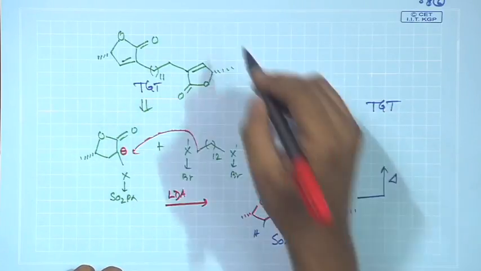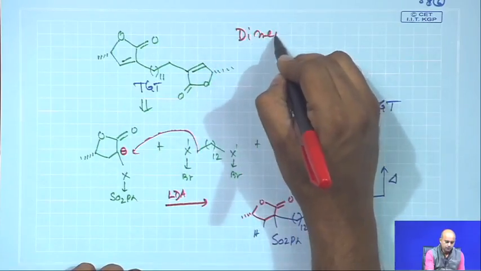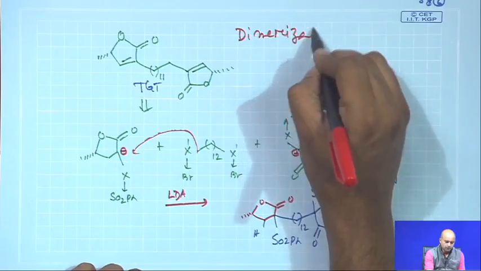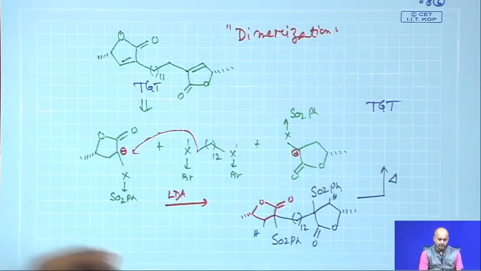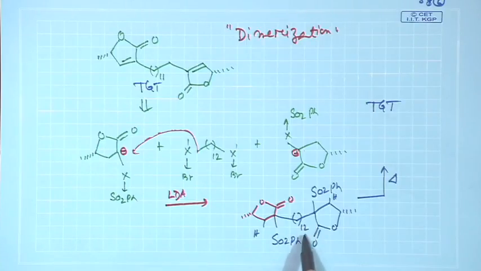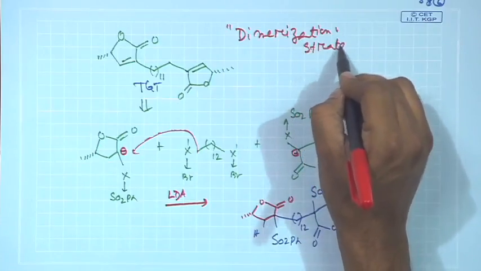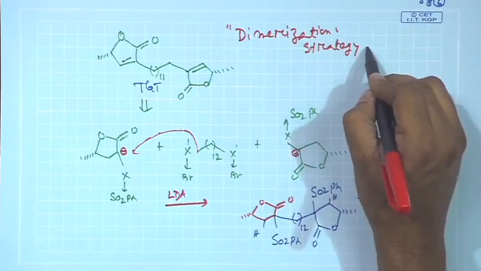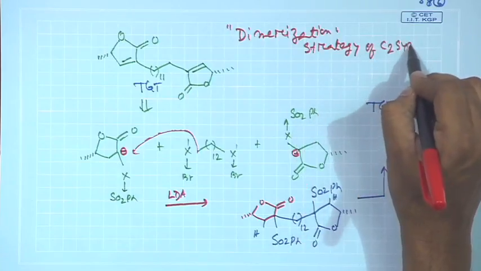So, what exactly do we do? It is basically a dimerization strategy we have used. In the dimerization strategy, you basically take two homochiral halves and dimerize them through the achiral spacer. This is a very nice demonstration of the dimerization strategy if your target has C2 symmetry.